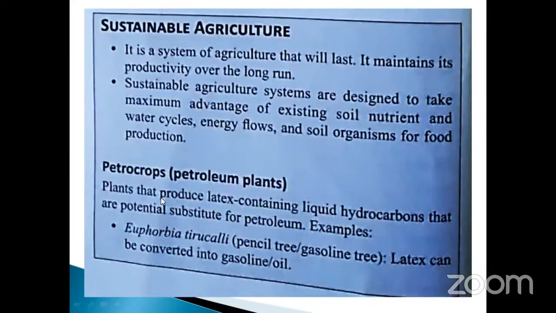Okay, my dear, you should note it down. This point is very, very important. And the next important point is what is meant by sustainable agriculture. What is its meaning? It is a system of agriculture that will last. Already you know, sustain means last. Suppose agriculture, it maintains its productivity over the long run. That is very, very important.